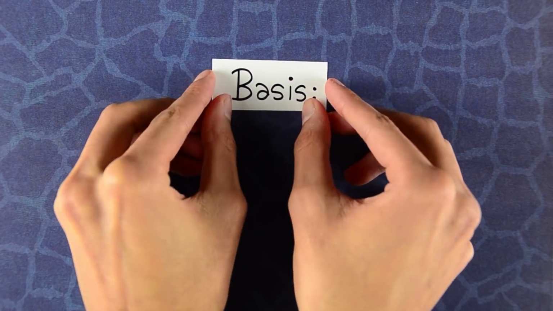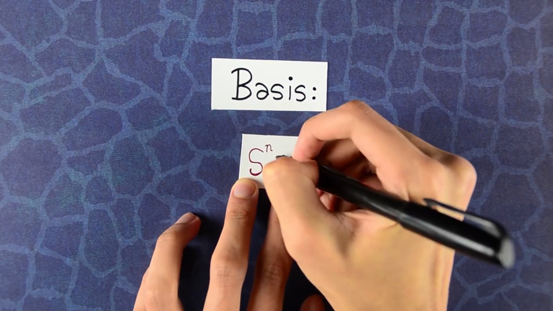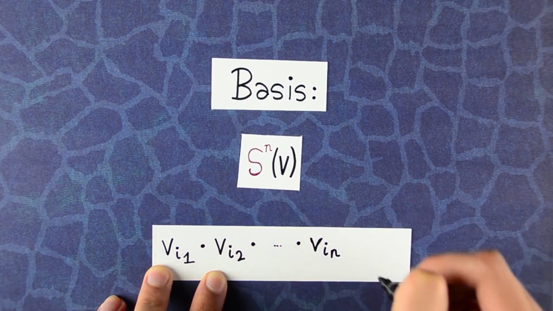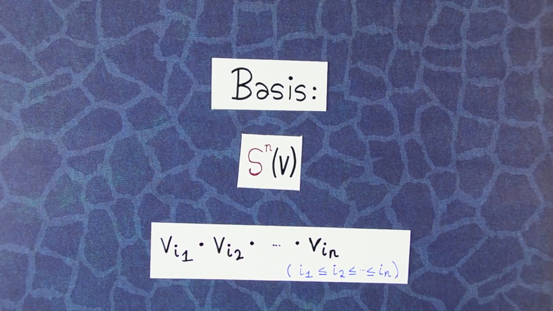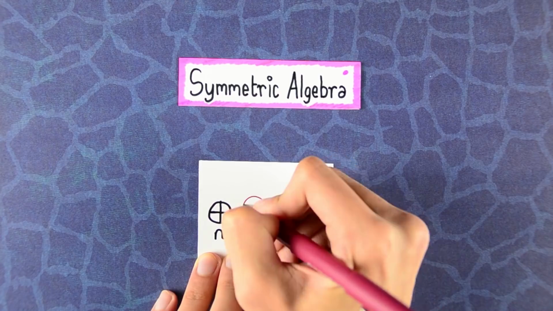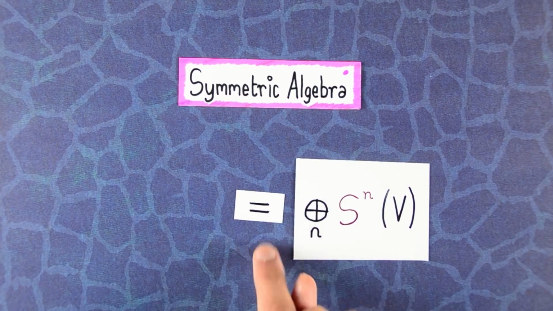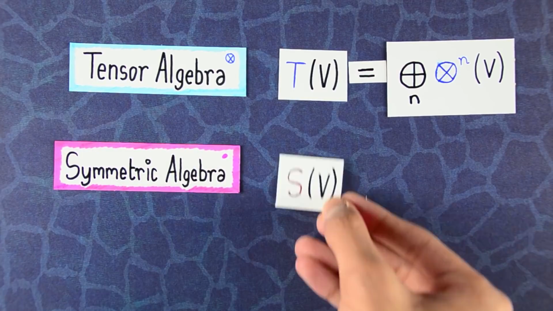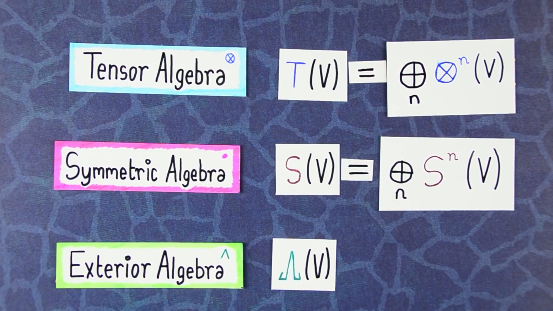In general, for the nth symmetric power of V, a basis is every n tuple of basis vectors where the indices are allowed to repeat. As before, the symmetric algebra is the direct sum of all the symmetric powers of V. So there you have it, the tensor algebra, the symmetric algebra, and the exterior algebra.